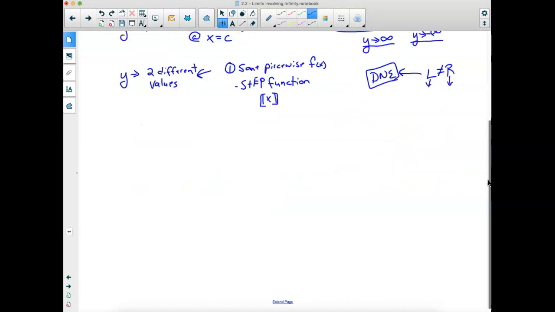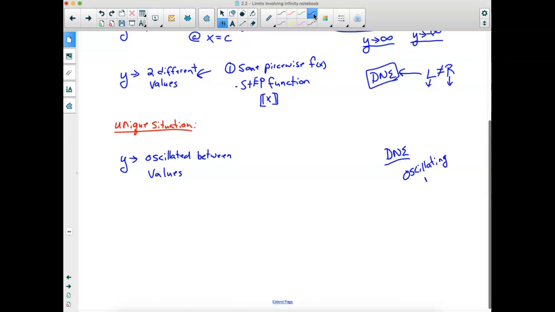What else happened? There was a special case in here too. We looked at a very unique situation yesterday, and I'm going to put that on here. One unique situation that we just kind of straight up need to really know. Y oscillated between values, and I'll show you what I'm talking about by that. And in that time, the limit again did not exist. The reason it didn't exist, and this is a big word, is oscillating behavior.